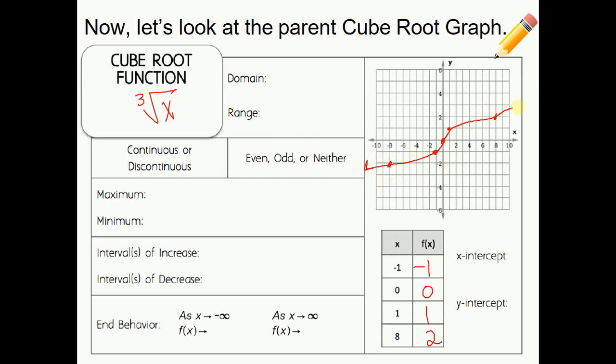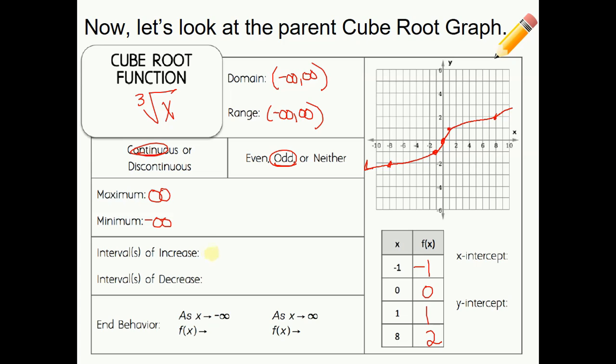So notice, guys, it's kind of like an S, if you want to call it that. My domain, -infinity to infinity. Range, I get all of the y values too. I'm continuous, it looks like. Ooh, this one's an odd function. Notice no maximums and minimums, so my maximum would go to infinity. My minimum would be -infinity. That's how far down I go.